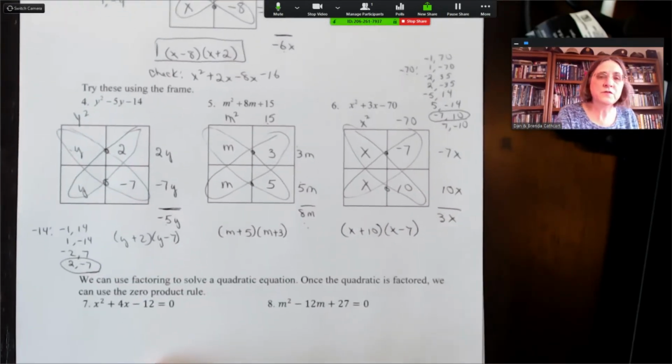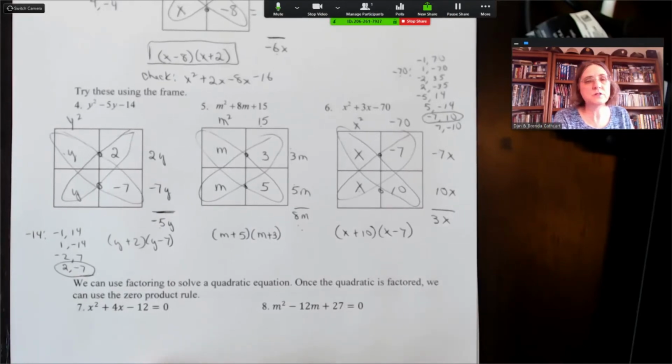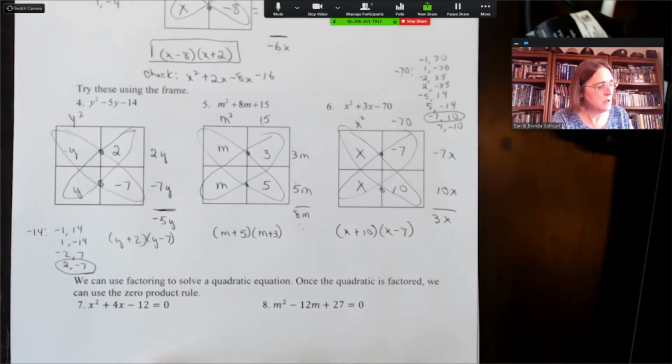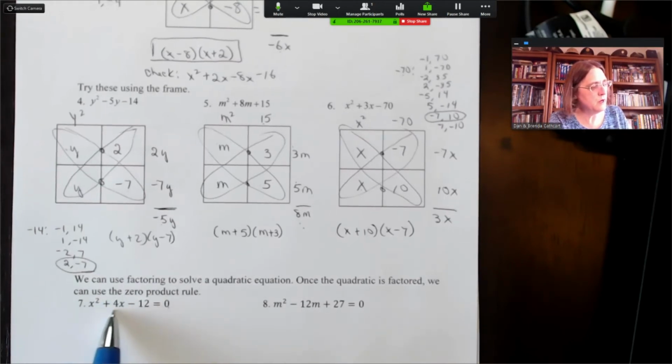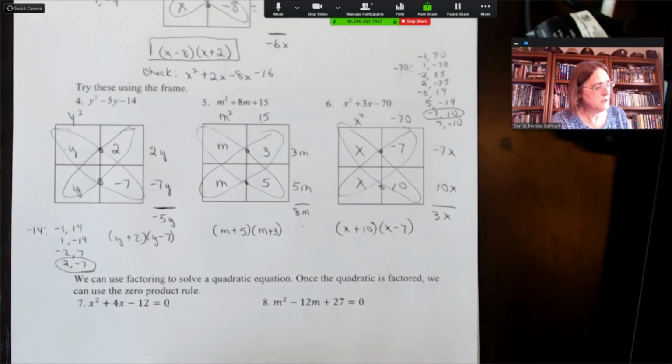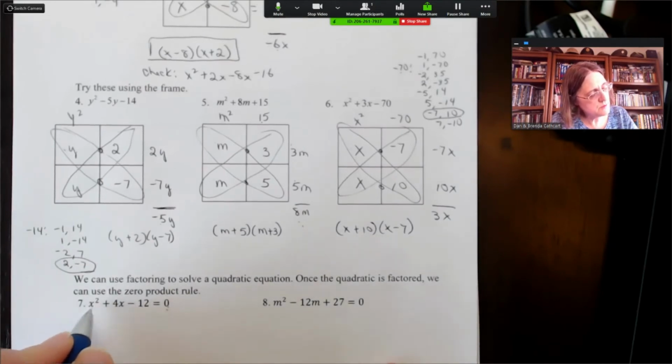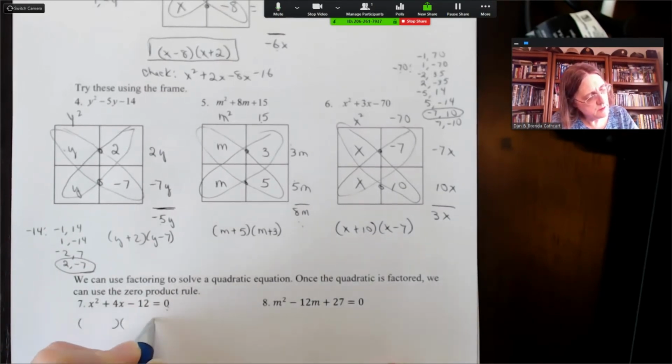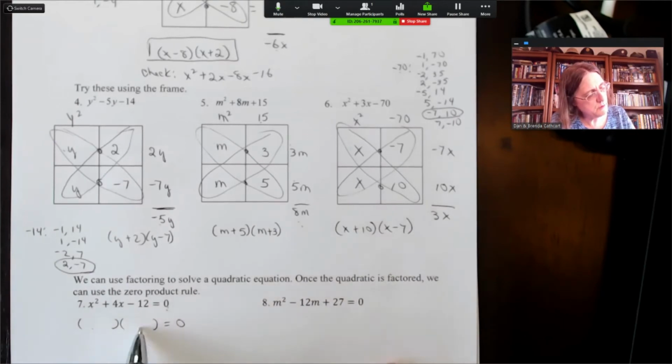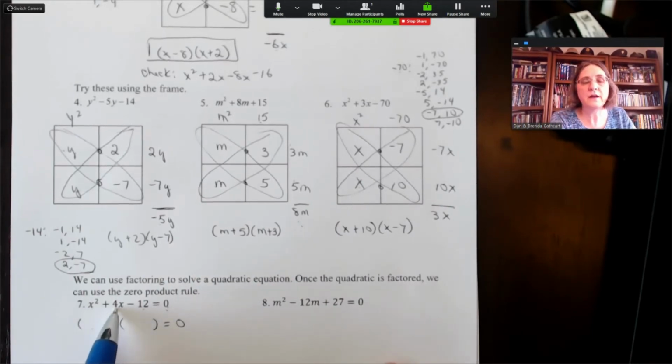We can use factoring to solve a quadratic equation, just like we did in our previous lesson. All we need to do is get one side equal to 0, then factor the resulting trinomial and set each factor equal to 0. So number 7, we already have one side equal to 0, so let's factor this trinomial. I'm going to factor it by just writing down the two binomials. I know I'm going to have two binomials. And I'm going to look at factors of negative 12 that add to 4.